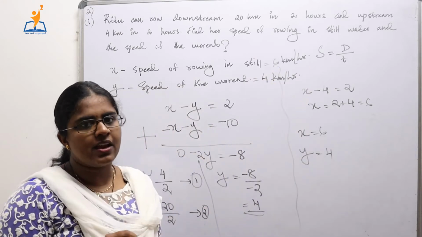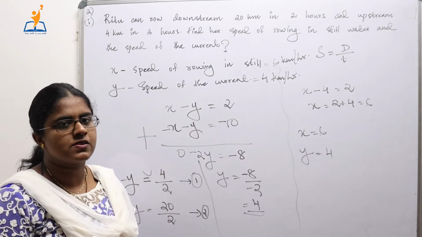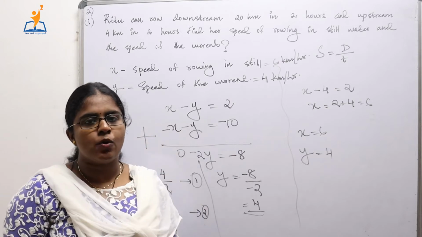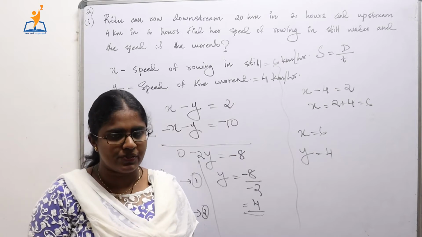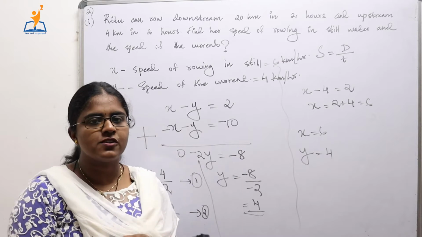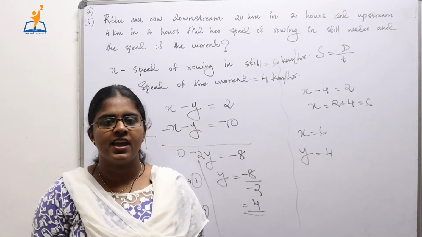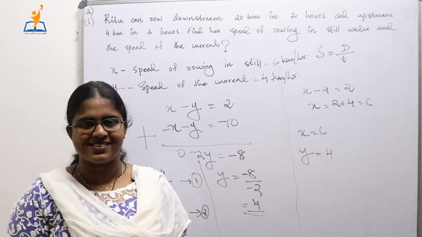So that's the end of this question. Always while solving downstream and upstream problems, be careful that the speed in downstream will be x plus y because there is a support of the speed of the current, and the speed in upstream will be x minus y because one wants to row against the speed of the current. Now we shall move to the next question.